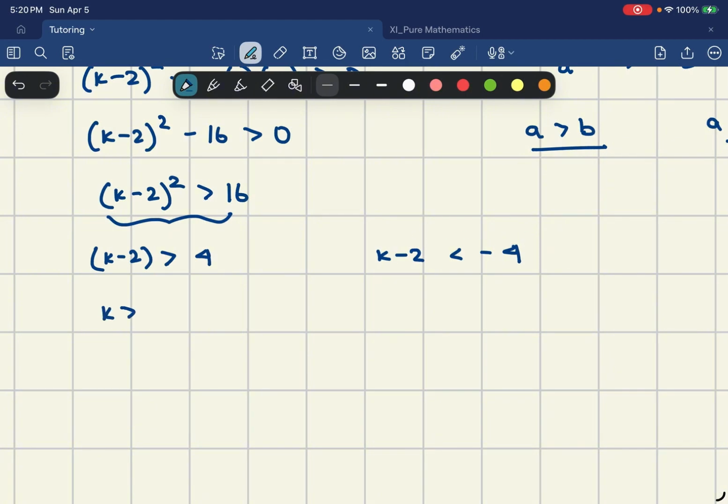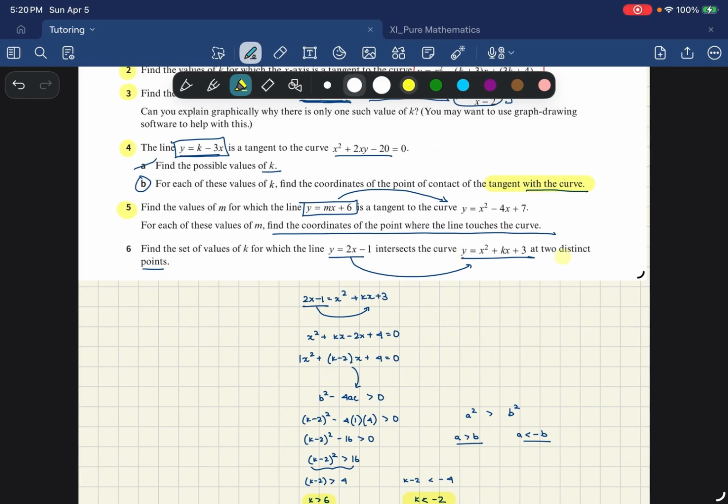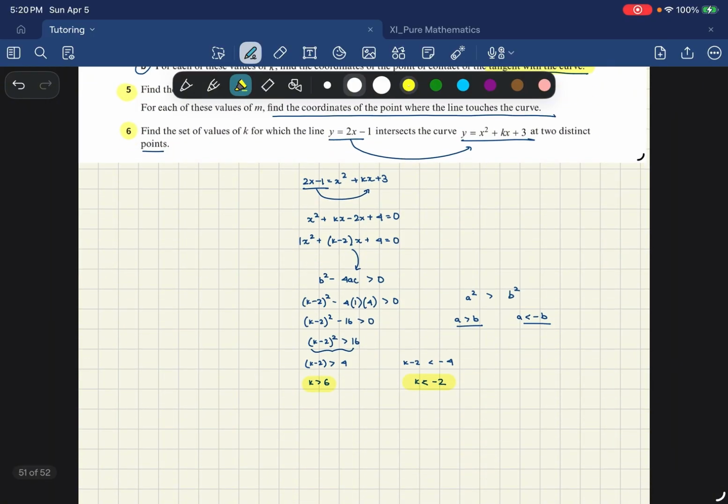So k, if I add 2, is bigger than 6, or k is less than negative 2. So yeah, the range of solutions, the set of values of k, is going to be k greater than 6 or k less than negative 2.